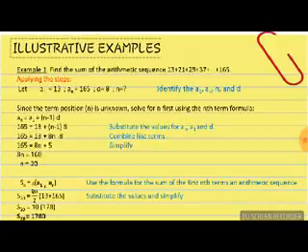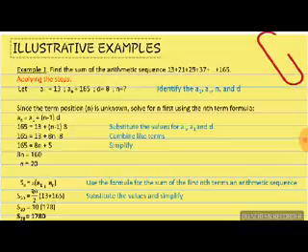For illustrative examples, we have example number 1. Find the sum of the arithmetic sequence 13 plus 21 plus 29 plus 37 until 165. So applying the steps, we identify the a sub 1, the a sub n, the n, and the d. So we have a sub 1 is equal to 13, a sub n is equal to 165, d is equal to 8, n is the unknown. Since the term position n is unknown, solve for n first using the nth term formula.